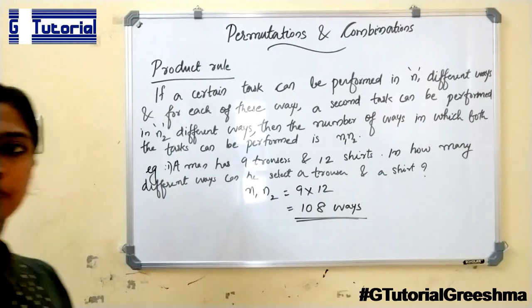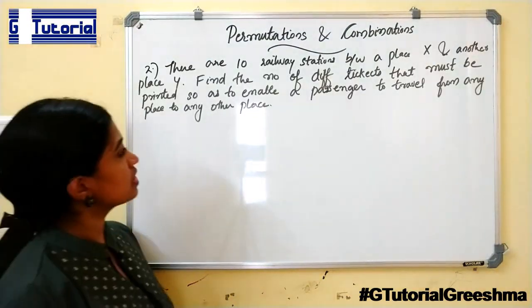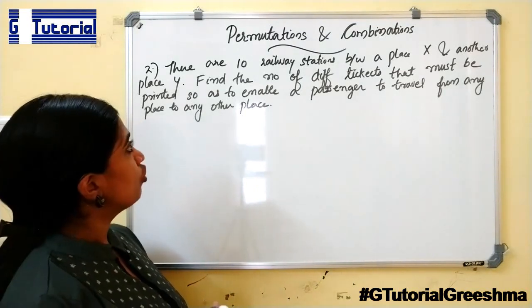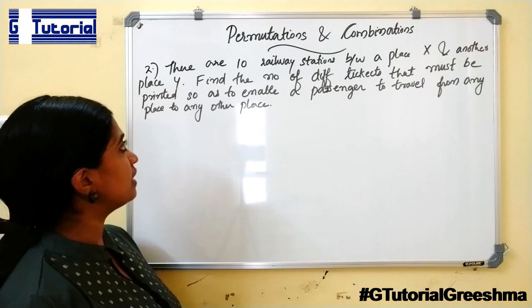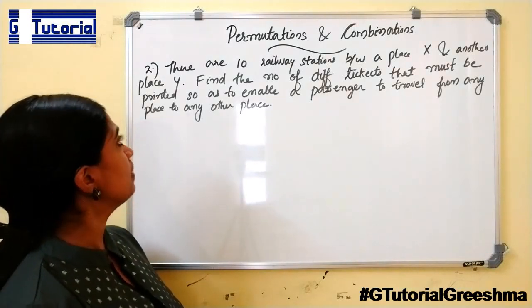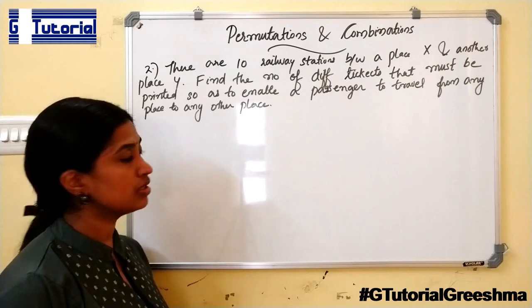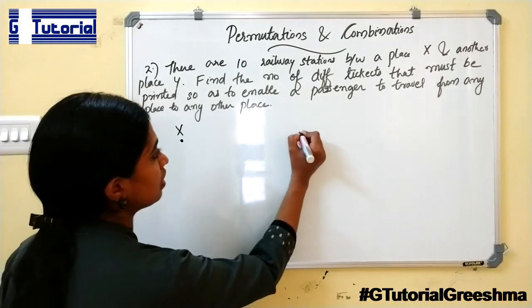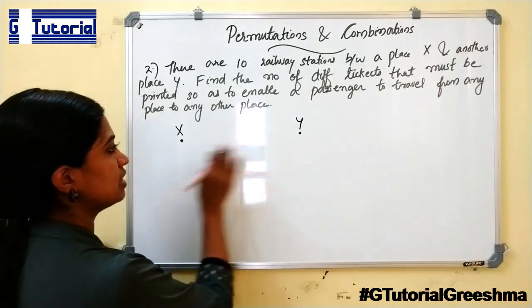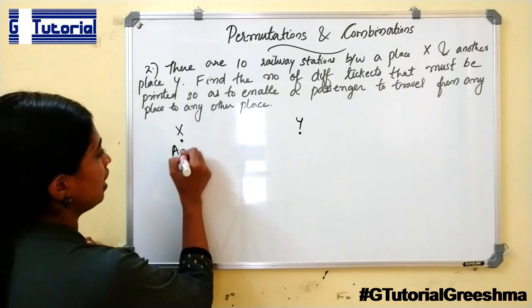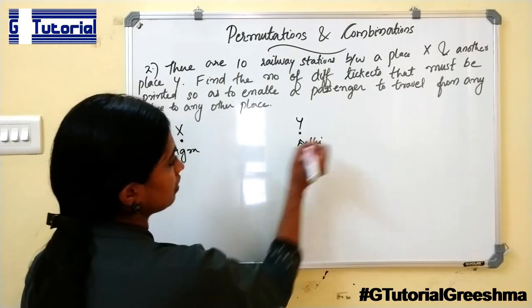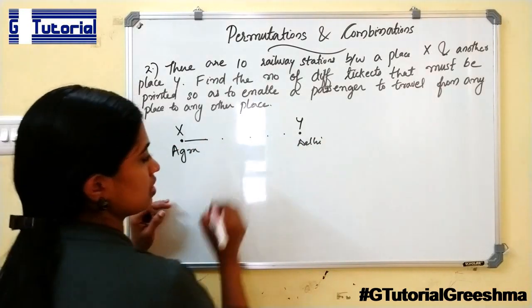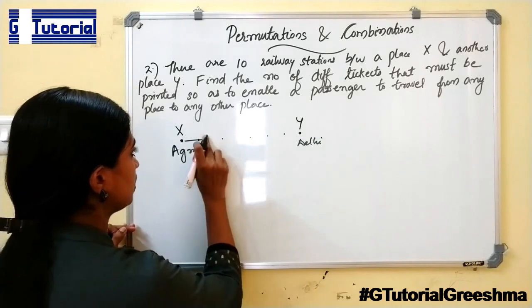Next question. There are 10 railway stations between a place X and another place Y. Find the number of different tickets that must be printed so as to enable a passenger to travel from any place to any other place. It is given that there are 10 railway stations between a point X and Y. X and Y are 2 places. Let it be Agra and Delhi. Then there are 10 small stations in between.